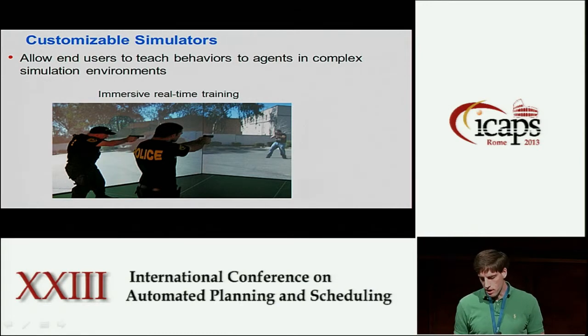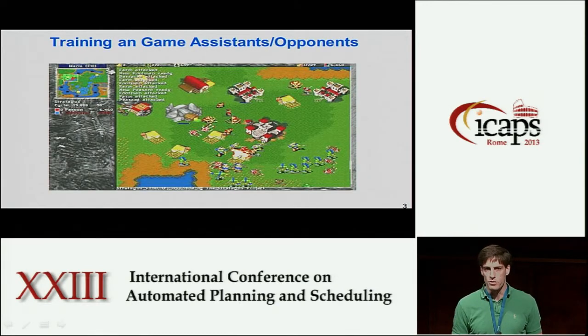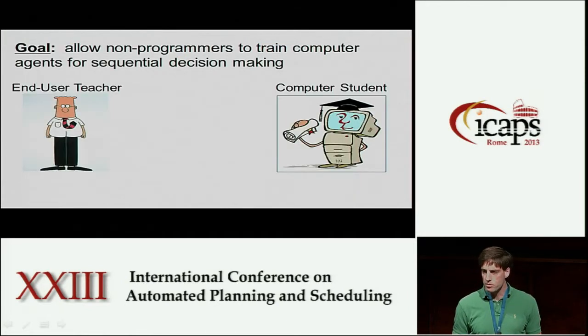So that's one example. Another example that I have an interest in is giving an end user the ability to train a game assistant or a game opponent. And this, again, you need to be able to train something other than a scripted behavior. You need something that can generalize across situations. So these two problems and many others, you can use your imagination, sort of fall under the umbrella of allowing non-programmers to train computers for sequential decision-making.